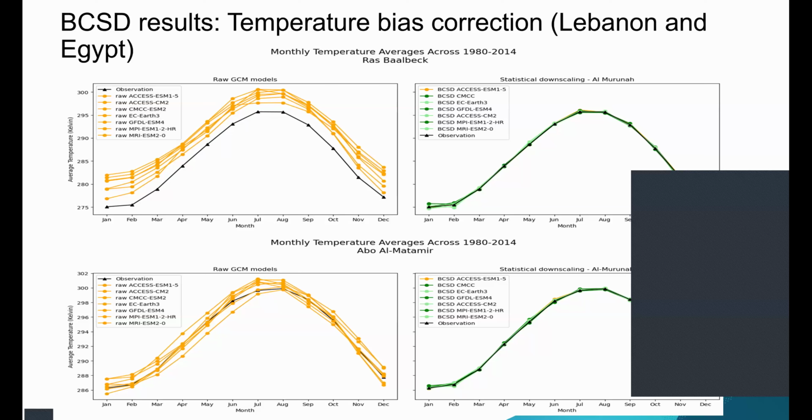As you can see, the raw GCM data tends to overestimate or underestimate temperature significantly. After applying our bias correction, the corrected values are much closer to the observed data, reducing the error and making the projections more reliable.